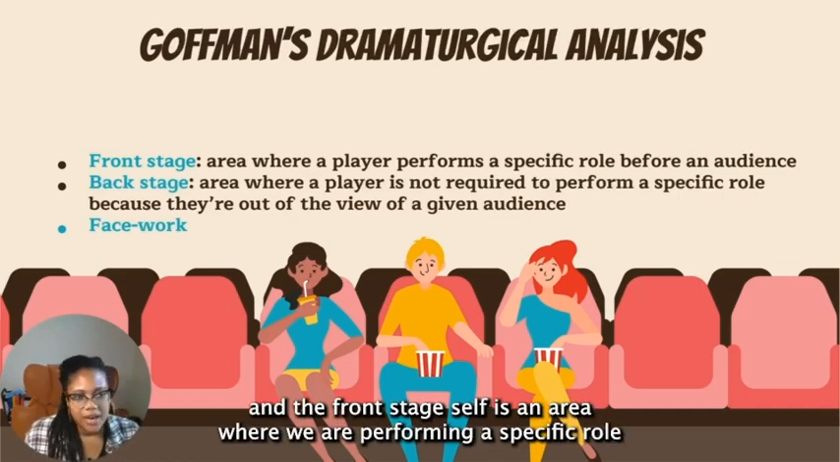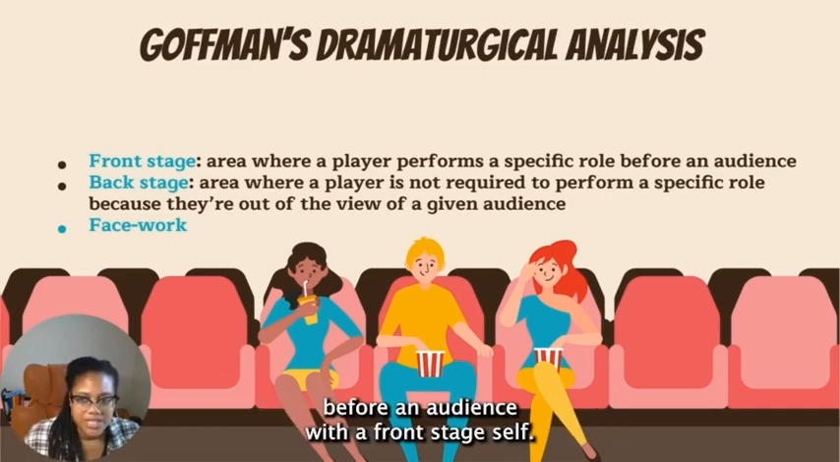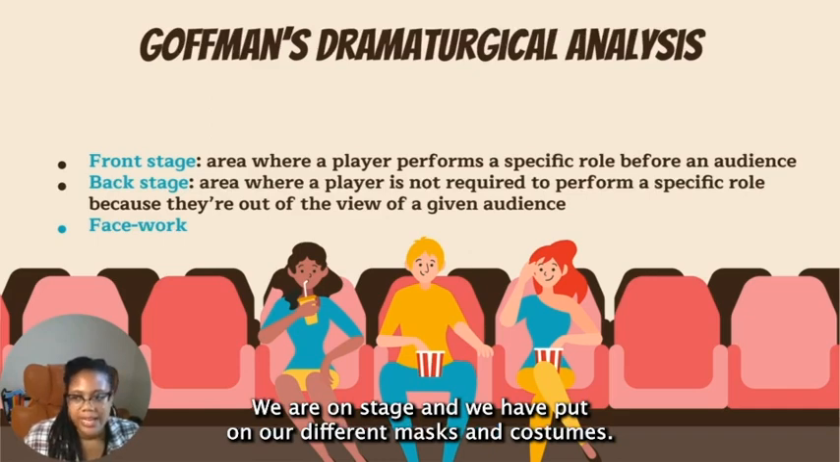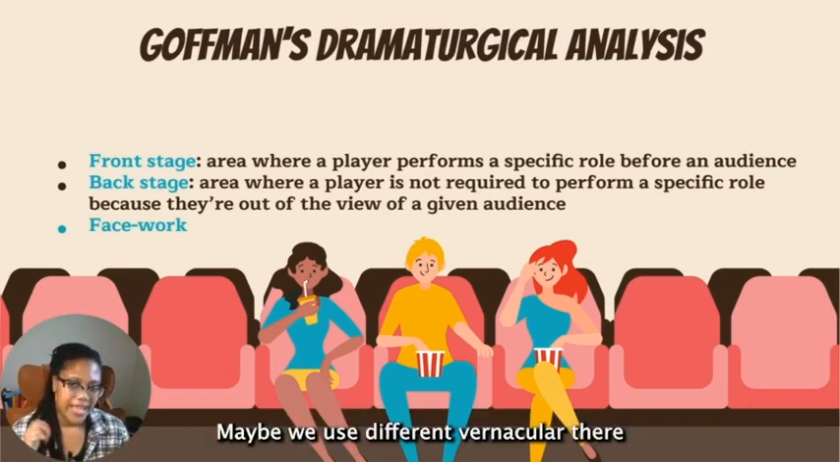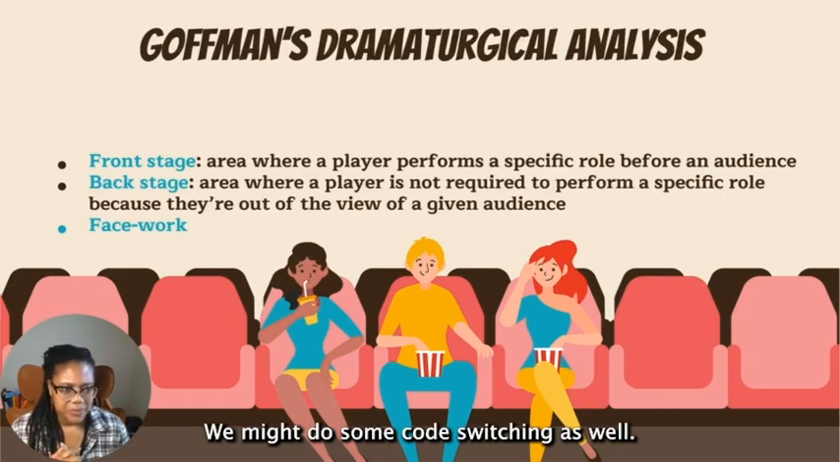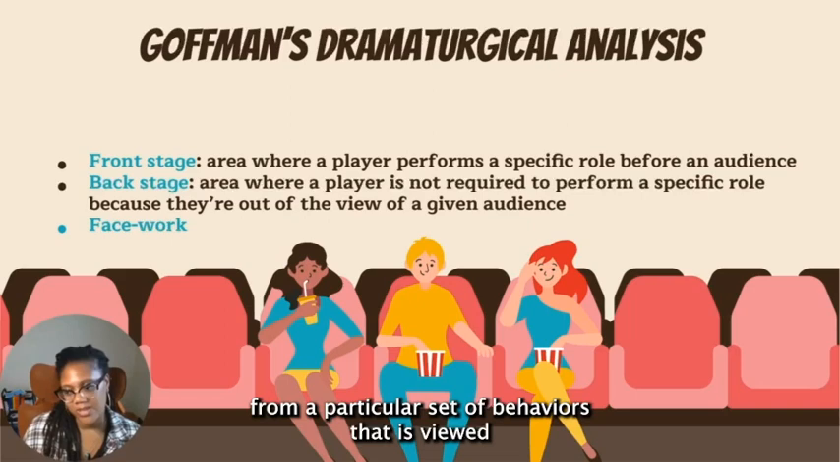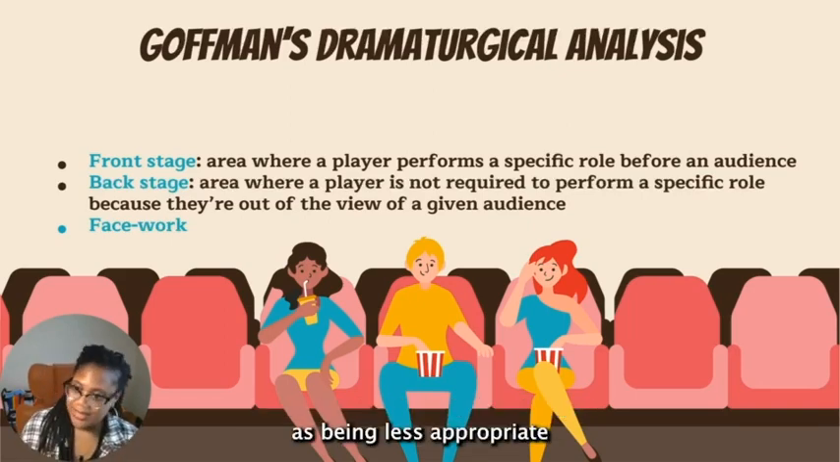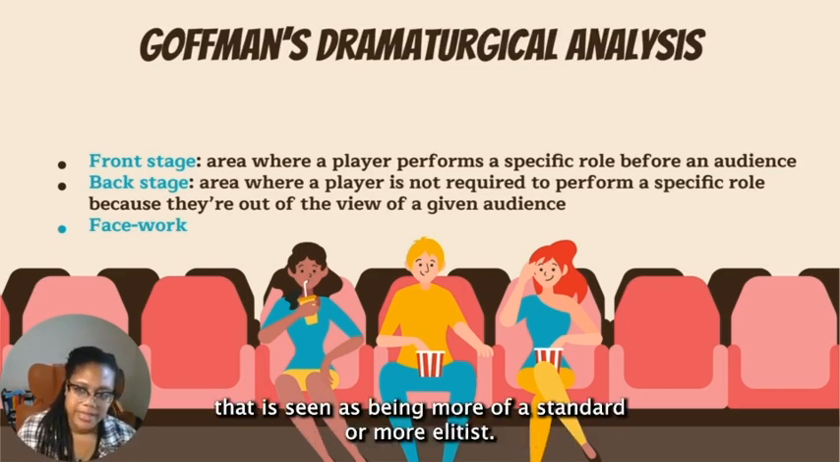The front stage self is an area where we are performing a specific role before an audience. With the front stage self, we are on stage and we have put on our different masks and costumes. Maybe we use different vernacular or terminology, different accents even. We might do some code switching as well. That's where you switch, maybe based on race or ethnicity or class, from a particular set of behaviors that is viewed as being less appropriate among our dominant ideology to one that is seen as being more of the standard or more elitist.